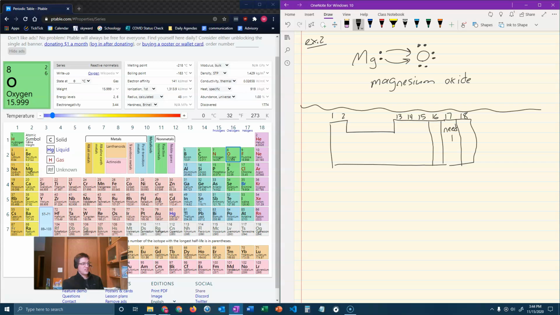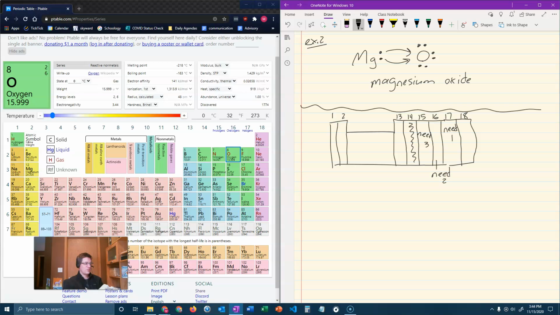Everything in group 16, 6 valence electrons, right, needs 2. Everything in group 15, those elements all have 5 valence electrons. 3 more and they'll have 8. So these ones need 3. Group 14, those are right in the middle. Those aren't going to give up or take any. They don't know which direction to go.